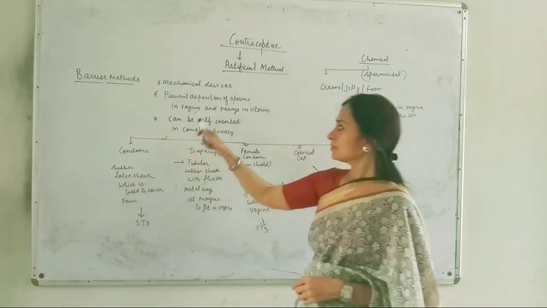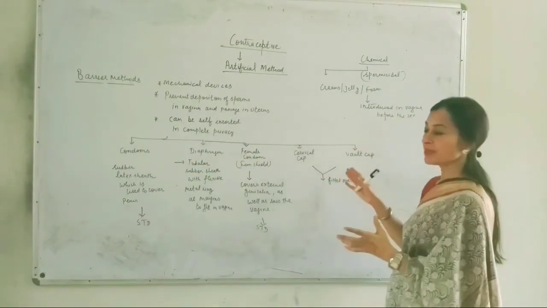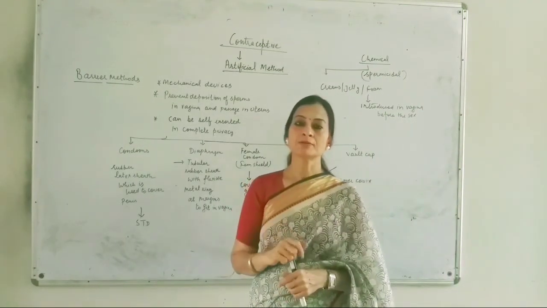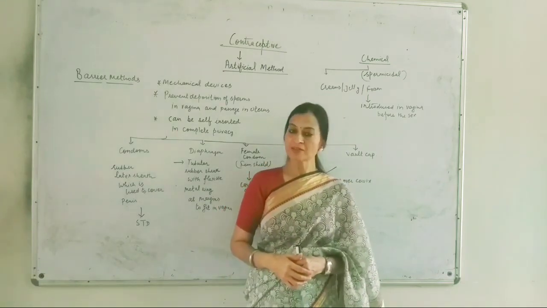So these are the barrier methods. One is the mechanical type, where devices are used, and the other is chemicals which prevent the entry of sperms. I hope this method is clear to you.